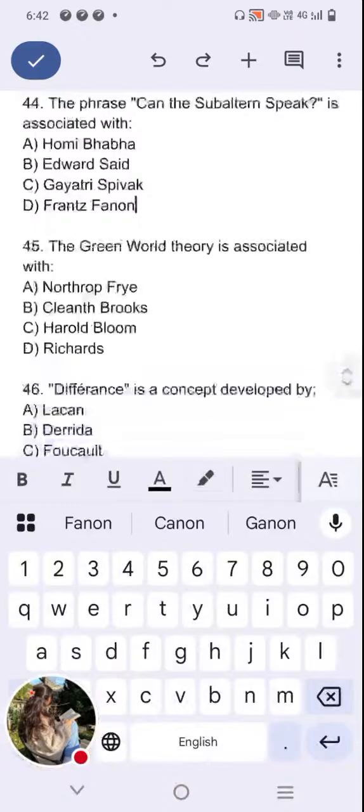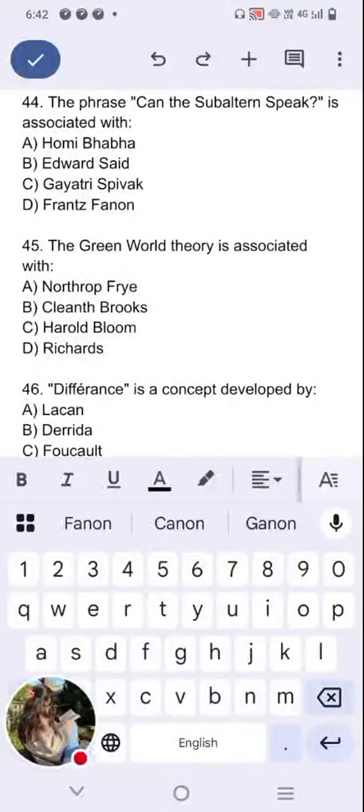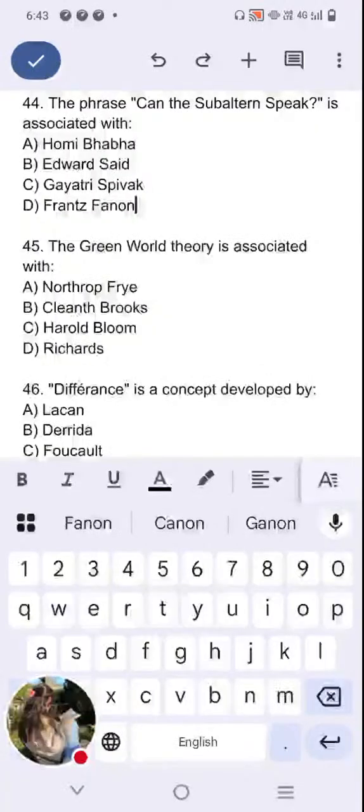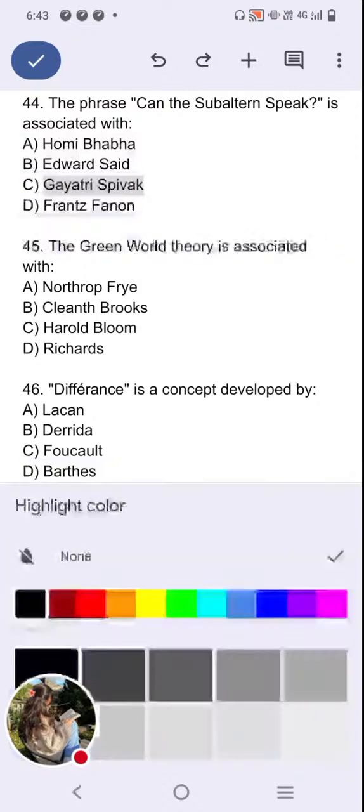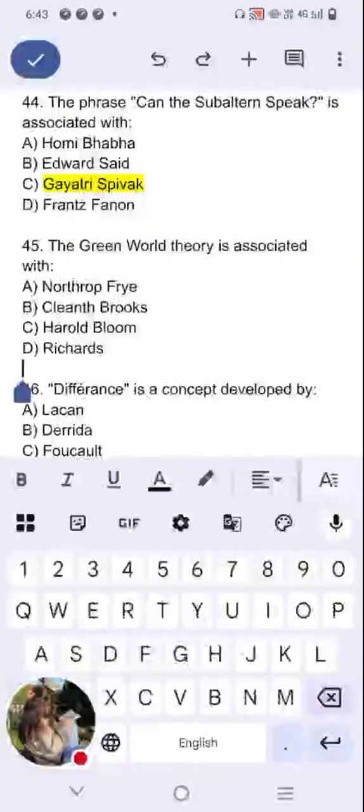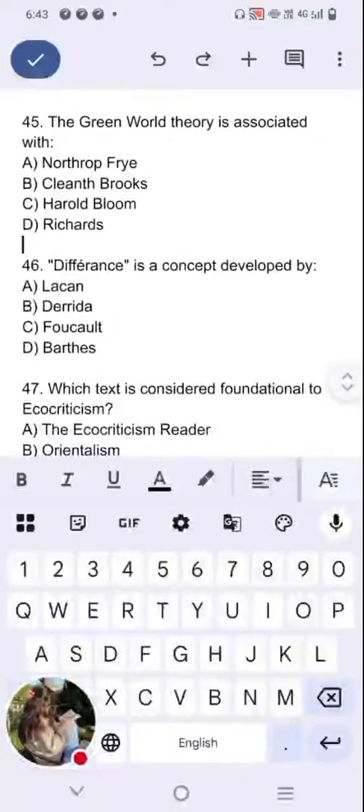Next question. The phrase "can the subaltern speak" is associated with who among the following? Option A, Homi Bhabha. Option B, Edward Said. Option C, Gayatri Spivak. Option D, Frantz Fanon. Who wrote the work Can the Subaltern Speak? Another post-colonial term and work. And it's a seminal work of Gayatri Spivak. Who are mainly the ones you can see in the shadows? And can they speak? Do they have their own voice? That's the main idea of the work.